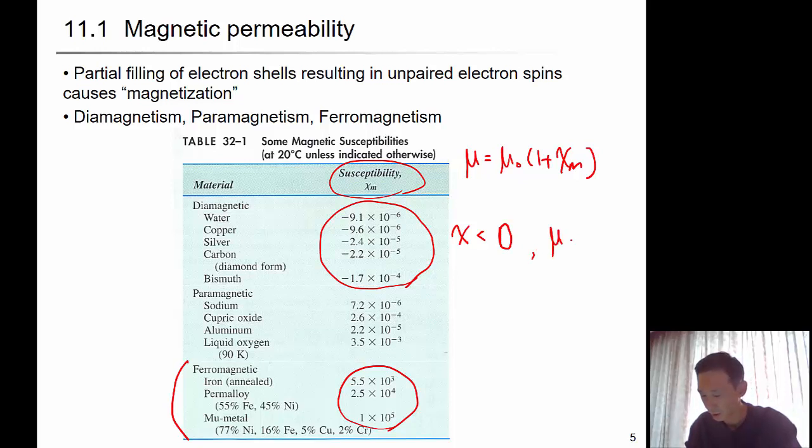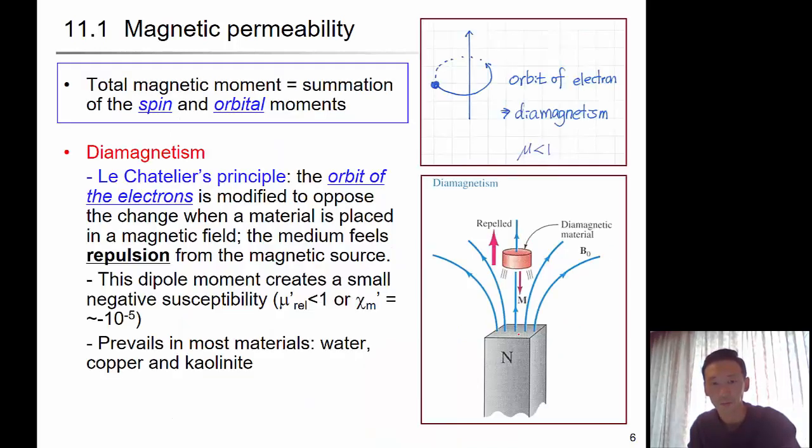So the mu is less than 1. And if you look at the magnitude, it's 10 to the negative 6. So it's a really small value. And paramagnetic also is a positive value, but the magnitude is very small. So in terms of the relative magnetic permeability, it is very close to 1.